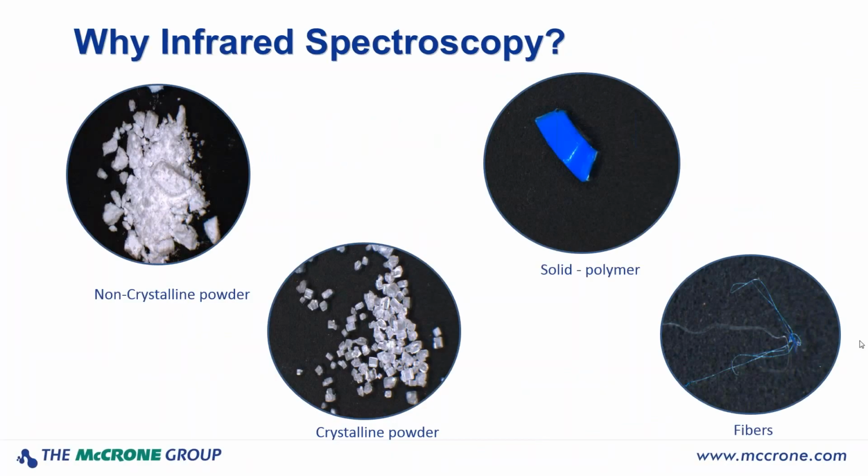The first question you might ask is why infrared spectroscopy? Well, IR is a great identification technique. It can be used with a lot of different sample types, including liquids, solids, powders, whether they're crystalline or non-crystalline, and even fibers. At McCrone, we often use IR for the identification of unknown particulate contamination.